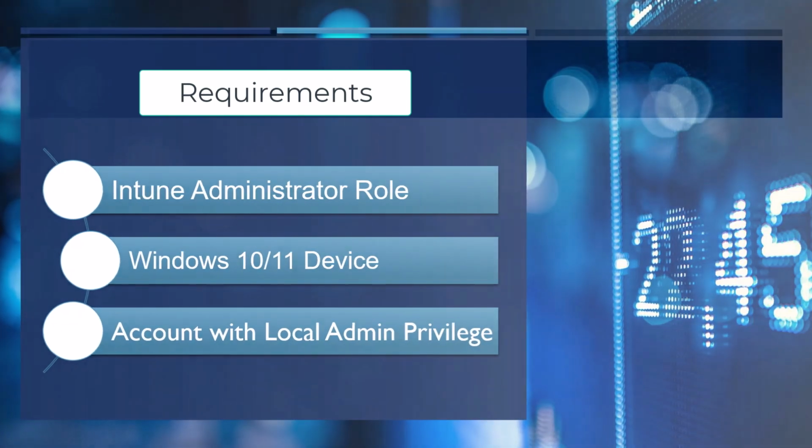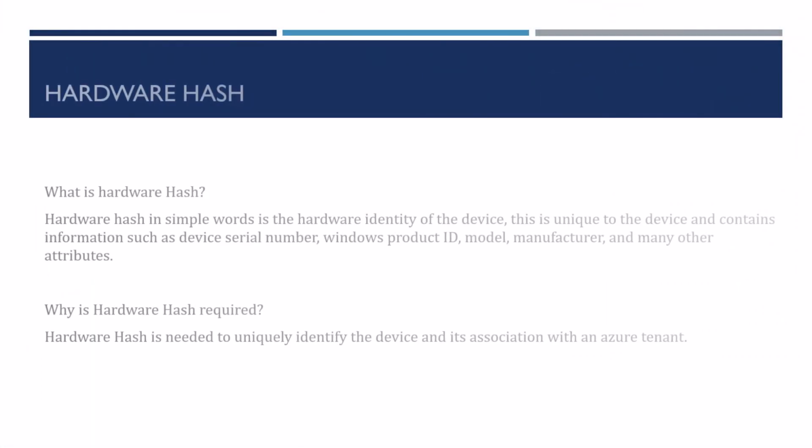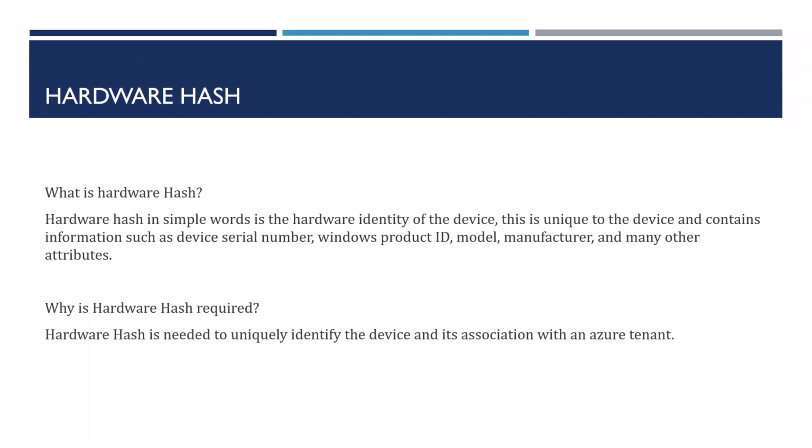You must be wondering what a device hardware hash is and why it is so important to have the hardware hash. Hardware hash, in simple words, is the hardware identity of the device. This is unique to the device and contains information such as device serial number, Windows product ID, model, manufacturer, and many other attributes. Hardware hash is needed to uniquely identify the device and its association with an assigned tenant.